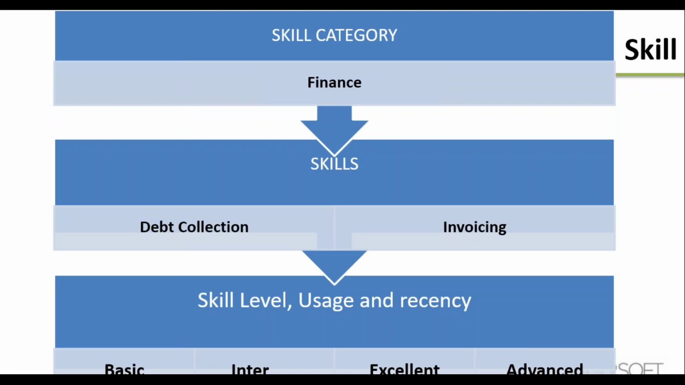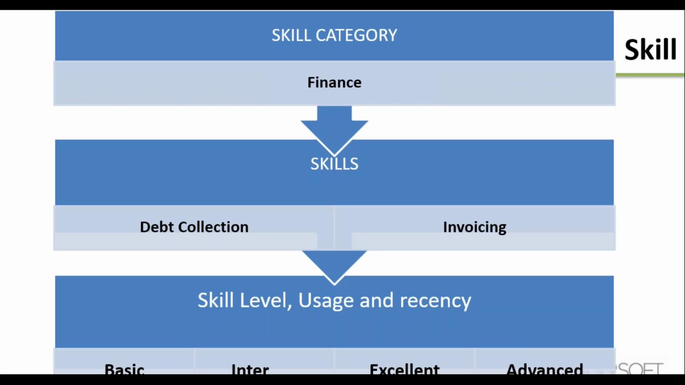Those are all ideas of a skill category. Within that skill category, you then have the actual skills. So for finance, for example, we'll have debt collection, invoicing. For sales, which could be a category, you would have presentation skills, cold calling, closing the deal, negotiating. Those are all skills that you'll be able to assess.